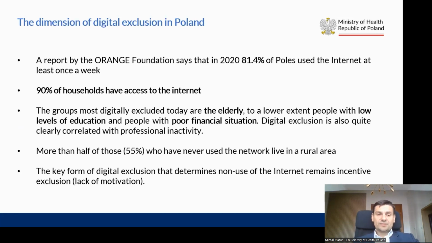The dimension of digital exclusion in Poland. A report by the Orange Foundation says that in 2020, 81% of Poles use the internet at least once a week. 90% of households have access to the internet. The groups most digitally excluded today are the elderly, to a lower extent people with low levels of education, and people with poor financial situation. Digital exclusion is also quite clearly correlated with professional inactivity.